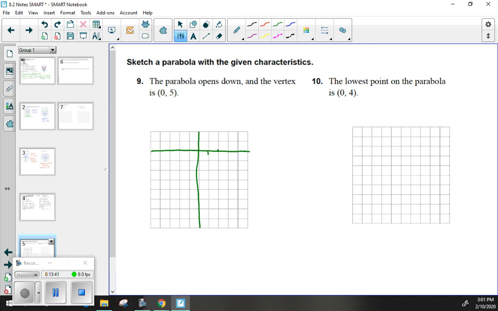And since we're opening down, I'm going to make my graph go this way. So there's 0, here's 1, 2, 3, 4, 5. Well, that's not going to work. I'm sorry. Scratch that. I'm going the wrong direction. We're going to back up a little bit. I read that wrong. I'm sorry about that. That's how I'm going to draw it. So I've got 1, 2, 3, 4, 5. 0, 5 is our vertex. And we're going to open that down.